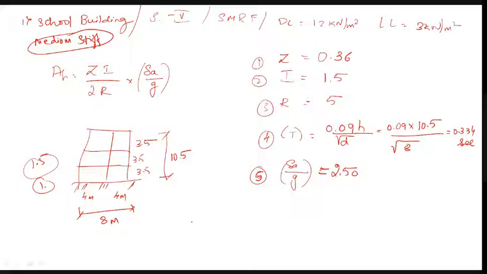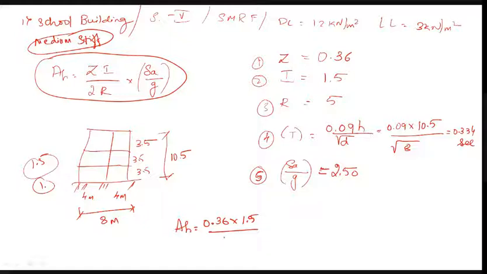Now calculate the value of Ah. Ah equals, here we have the formula, Z value is 0.36 multiplied by I value, how much is it? 1.5, divided by 2 times the R value, which is 5, multiplied by Sa by g, which is 2.5. Therefore, the horizontal seismic coefficient, how much have we got? Ah equals 0.135.